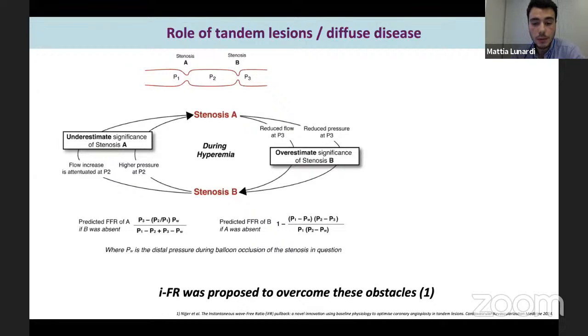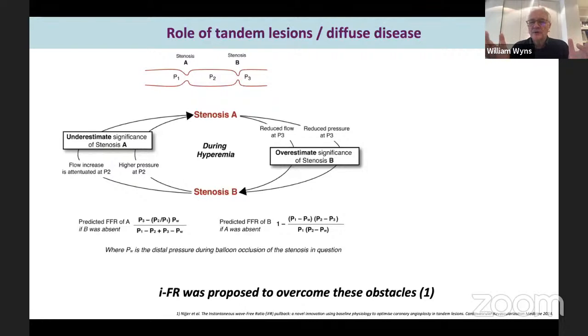Yeah, let me make one comment here. I think there are 6 or 7 papers describing different methods on how you can know exactly what's the hemodynamic significance of A versus B. The point I'd like to make is, does it really matter?